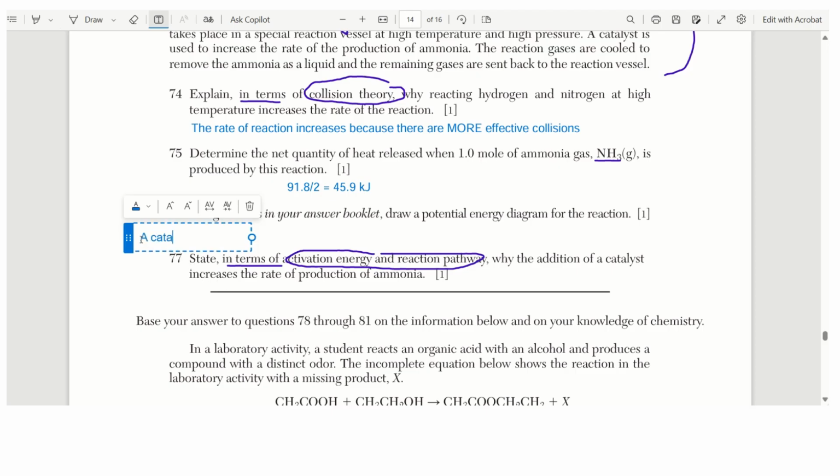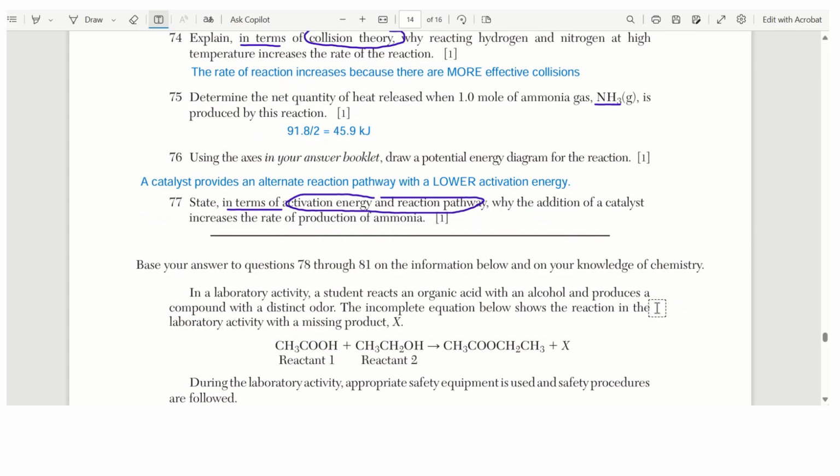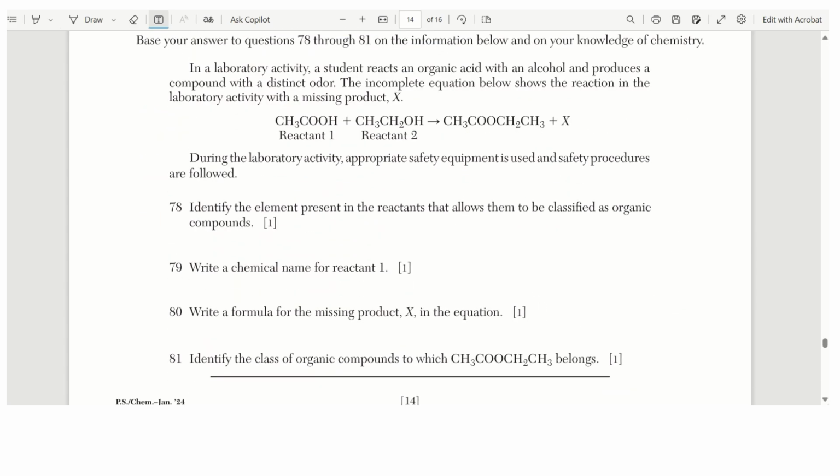So a catalyst, it's basically the definition of a catalyst, provides an alternate reaction pathway with a lower activation energy. That's literally the definition of a catalyst. Okay. Getting closer, 78 through 81. Identify 78. Identify the element present in the reactants that allows them to be classified as organic compounds. Literally carbon.